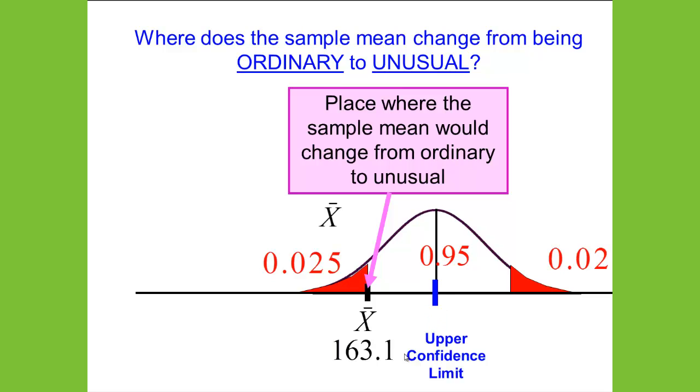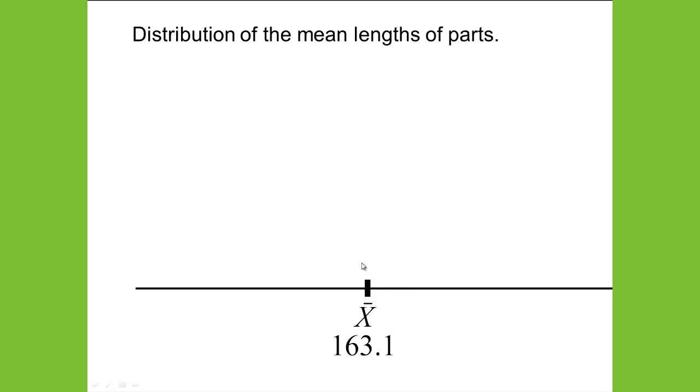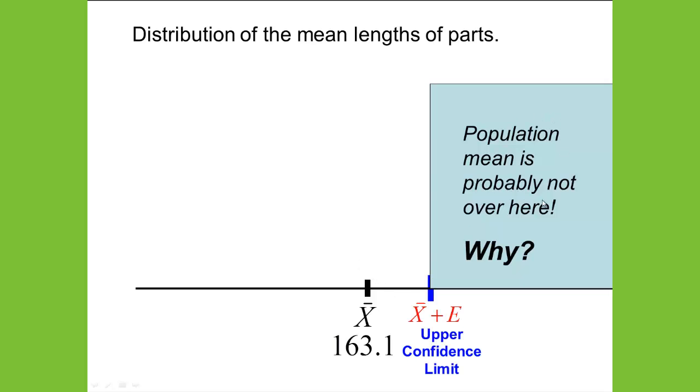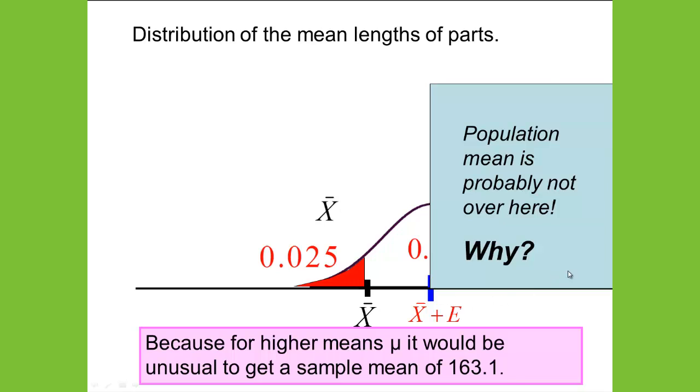So this becomes your upper confidence limit, and that we will call x bar plus E. We'll define this E as we move along, but notice it's the distance between the center and the tail: x bar plus this distance between the blue mark and the black mark. This is the distribution of the mean lengths of parts. So the population mean is probably not over here. Why? Because if it goes any further over in this direction, it would then become unusual to get a sample mean of 163.1.